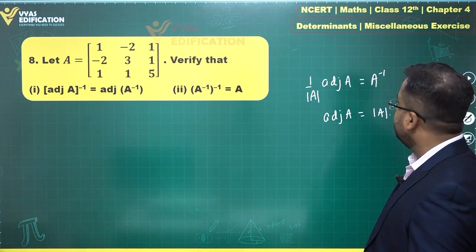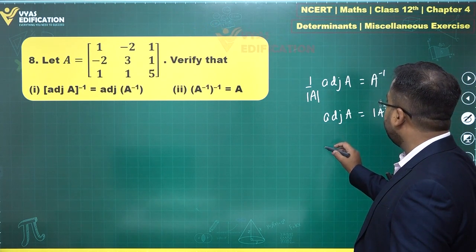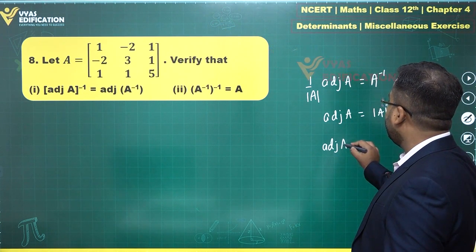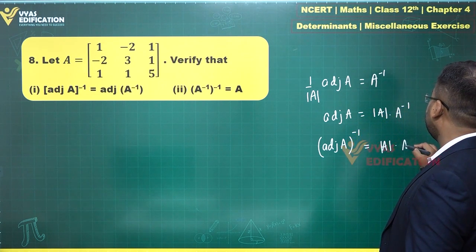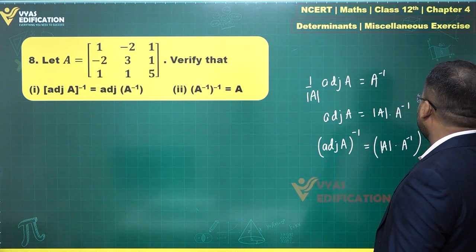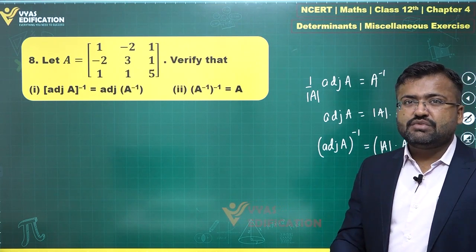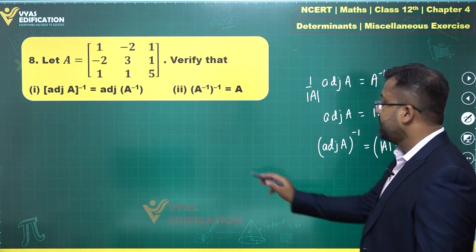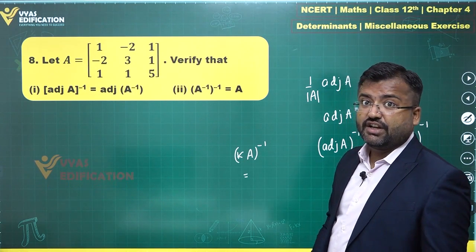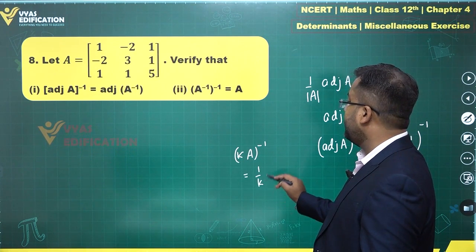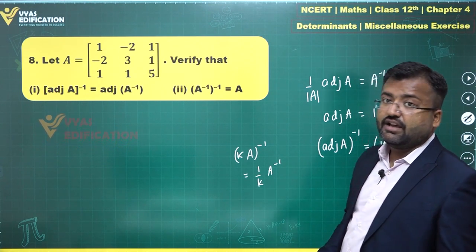What's the inverse of this matrix? For adjoint of A inverse, what we will require is determinant of A times A inverse and its inverse. Now, what is K times A and its inverse? K A whole inverse is equal to something interesting, right? This is 1 upon K times A inverse. This is what we'll be getting, right?